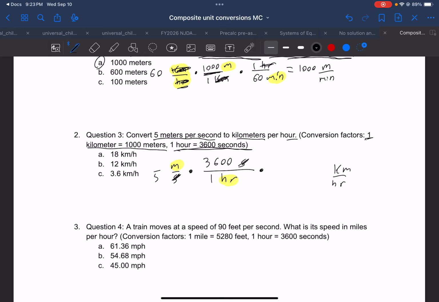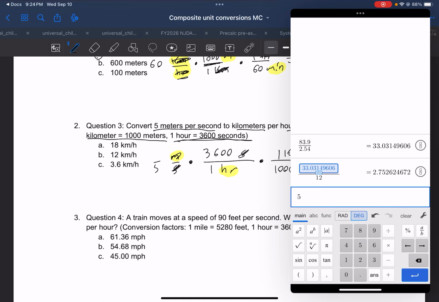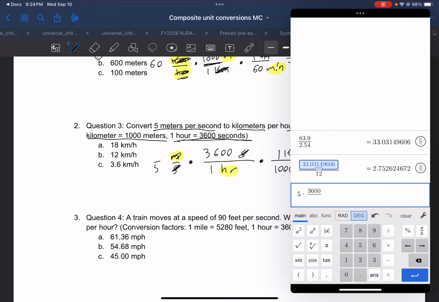So in order to get the meters to go away and to be left with kilometers, I use this conversion factor over here, and I put 1,000 meters on the bottom so that the meters and the meters cancel. And I put 1 kilometer on the top. The math that I'm doing is 5 times 3,600 divided by 1,000, which if I pull this up right over here, gives me the answer of 18. So that is how you go about doing this.